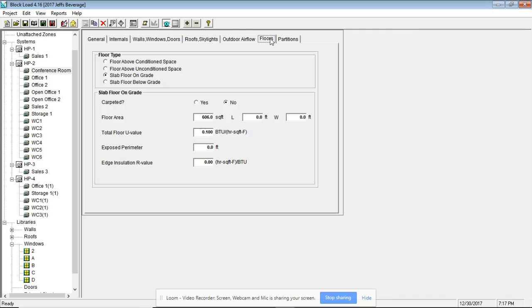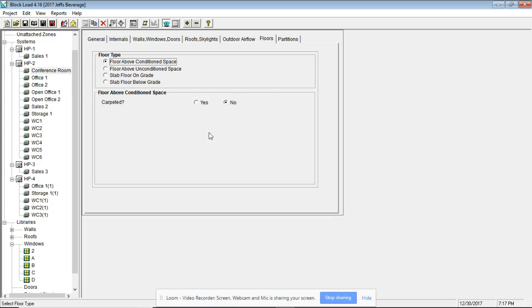Floors is where you have to pay attention. This is on the second floor. It does have a floor, right? But it's a floor above conditioned space. So there's going to be no load that comes from below. If you're above a space that's the same temperature as the space you're in, then you're not going to feel the difference.